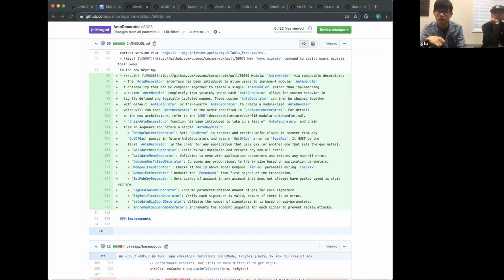Got it. Good design. Thank you. Awesome. So you can see here in the changelog how the ante-decorator is split up, and we chain them together, and each one handles a little piece of what the original ante-handler did.